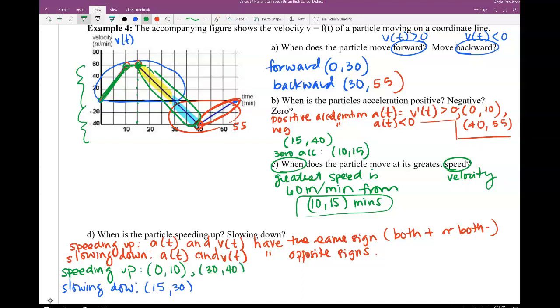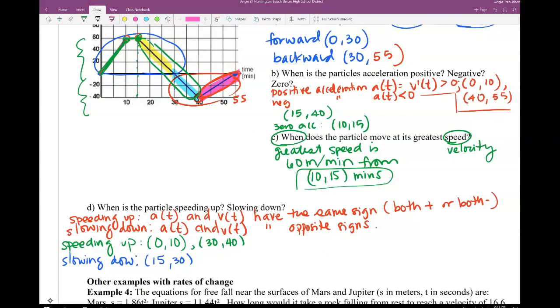Okay, then let's look at the following piece, like this piece. That piece, the velocity is negative because that is below the y-axis, but the acceleration is positive because the slope is positive. So because that is opposite sign, I'm going to say that is slowing down. So that's from 40 to 55. Okay, so that's how we constitute speeding up or slowing down.